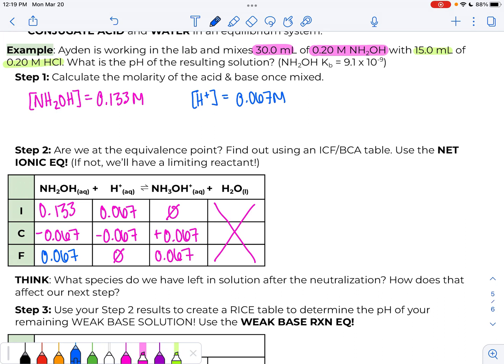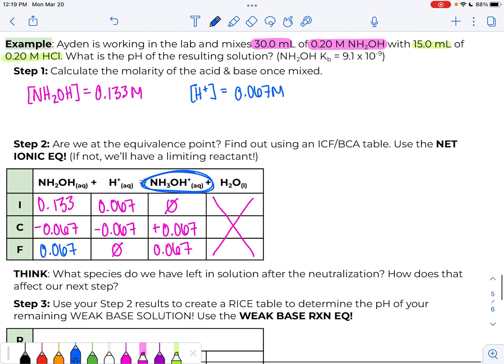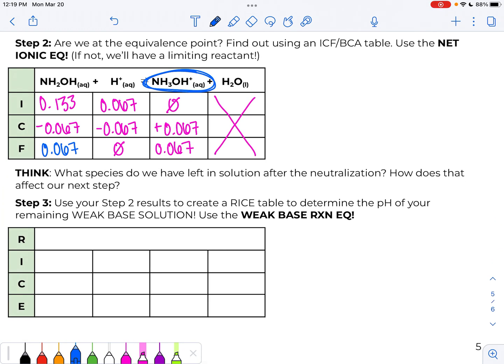So we have leftover base and conjugate acid. Sorry, I don't know why I said that. So this means we have to account for this extra amount in the next step. Okay, so what species do we have left in solution after neutralization? That's the part that I just went over. Sorry, I wanted you to think about it for a second, and then I got tripped up because I said something wrong. All right, so use your step 2 results to create a RICE table.